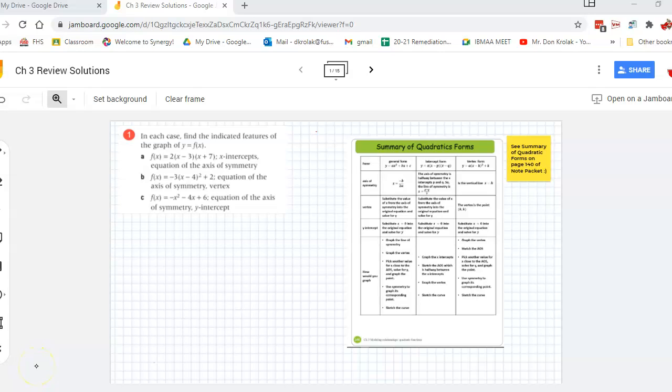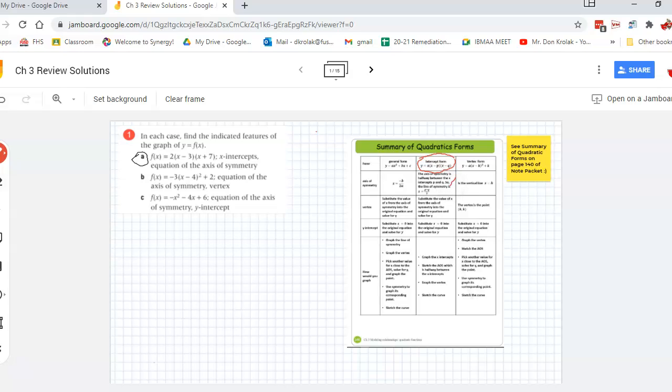Number one, in each case, find the indicated features of the graph of y equals f of x. So part A is written in intercept form. So we're going to use these formulas over here for how to find the different parts of intercept form. It says find the x-intercepts and the equation of the axis of symmetry.